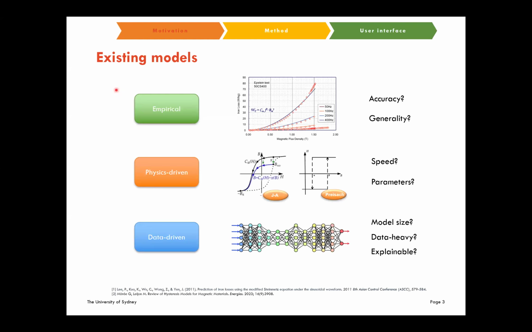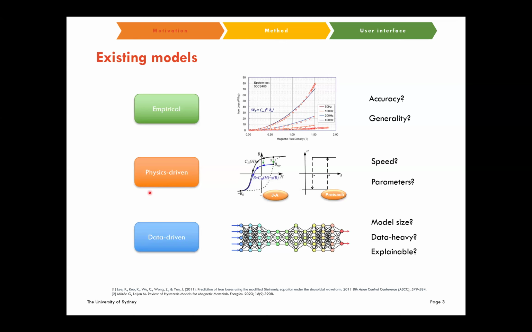Before we conceptualize our model, we did a literature review of the existing core loss models. We found they can be categorized into three types. The first type is the empirical or analytical method. They contain the Steinmetz equation or improved versions. They are very ideal for engineering application. However, they have limited accuracy under high frequency or complex operating conditions. They also do not generalize to arbitrary waveforms.